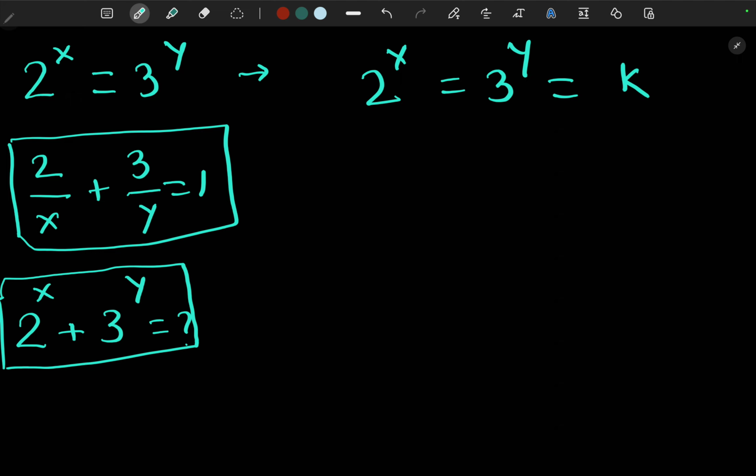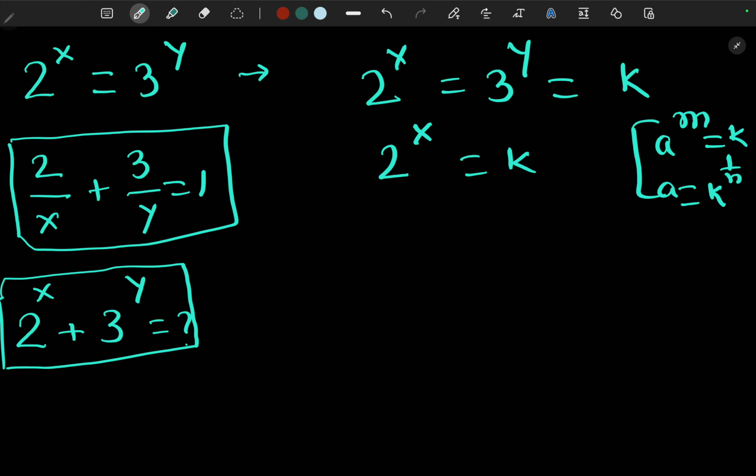The moment we assume it to be equal to k, and 2 to the power x is equal to k, I can apply a formula here: if a to the power m is equal to k, then a will be nothing but k to the power 1 by m. So this power goes as a reciprocal power to the other side. So 2 will be equal to k to the power 1 by x, and similarly 3 will be equal to k to the power 1 by y.